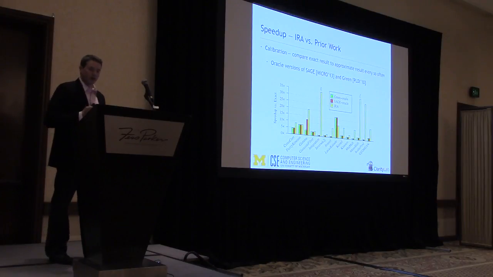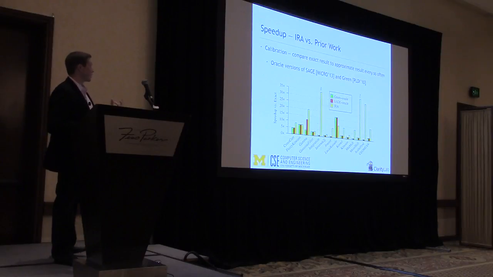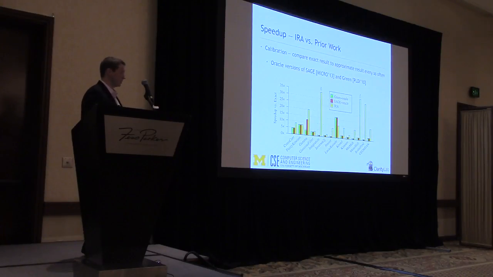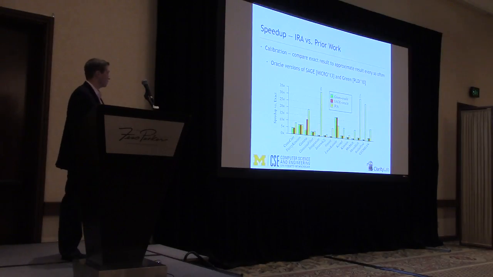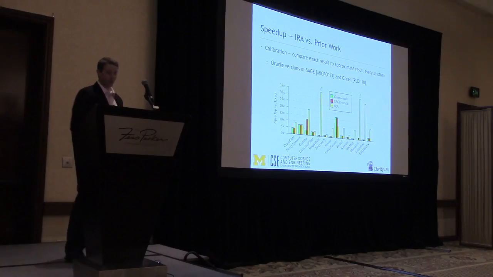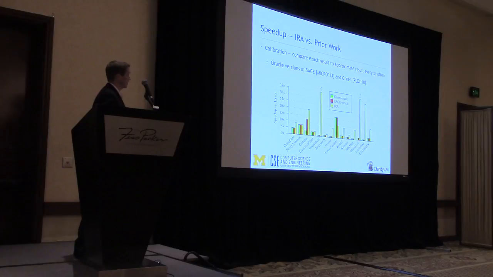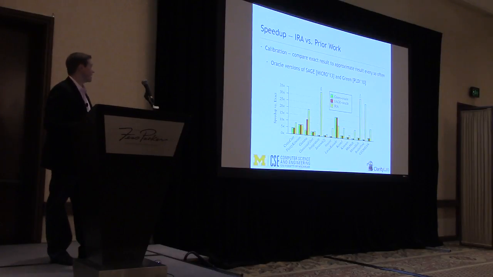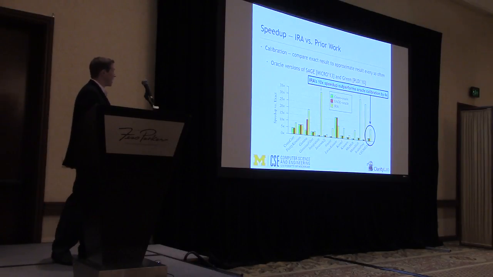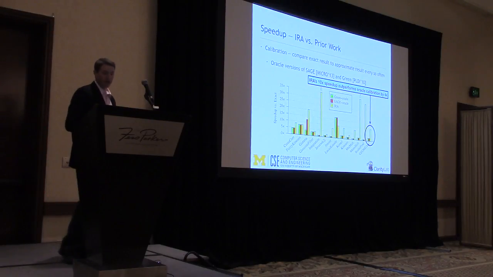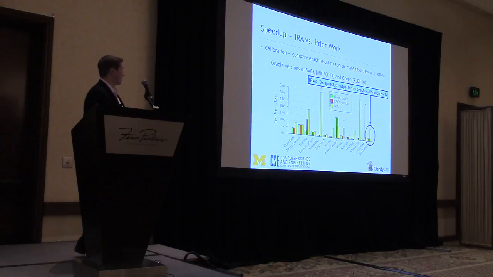I meant to mention that the particular comparison I'm making here is these Oracle versions of Sage and Green, where there are various settings that need to be set in terms of how often to calibrate, and how to change calibration as the system is running and sees more inputs. These are Oracles because those parameters are set by Oracle for each application. So the key takeaway here is that IRA gets a 10x speed up across all these applications on average, and outperforms Oracle calibration techniques by a factor of 4x.